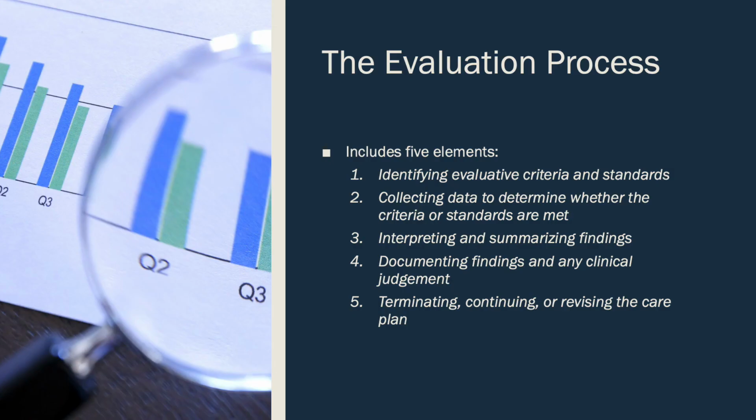The evaluation process includes 5 steps, and the first is identifying the evaluative criteria and standards. And so that's basically identifying what the desired outcome should have been. And then we collect the data and determine whether the criteria or standards were actually met. And then we interpret and summarize the findings, document our findings and any clinical judgment, and then we determine whether we can terminate the care plan, we need to continue it, or revise it.